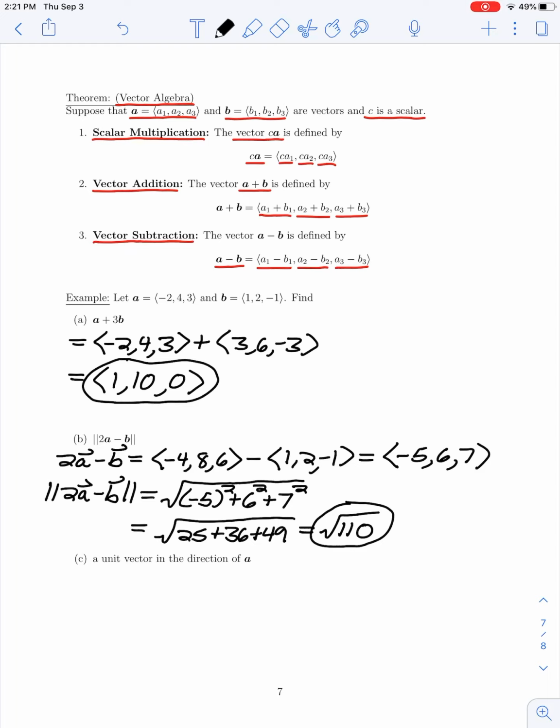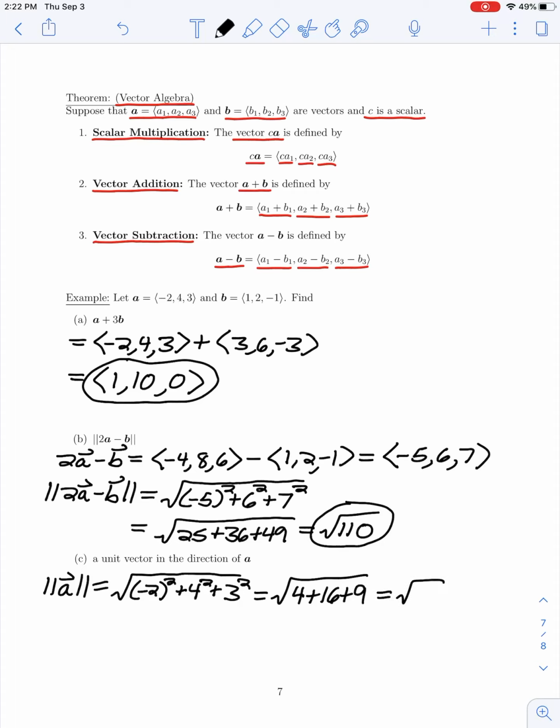And in part C of this example, we have a problem similar to a problem that we had seen in the previous section, where we're asked to find a unit vector, that is a vector of length 1, in the direction of the vector A. Just like we did with vectors in the plane, to find a unit vector, we would start by finding the magnitude of our vector A, which would be the square root of the sum of the squares of its components. So here, the square root of -2 squared plus 4 squared plus 3 squared, which reduces to the square root of 4 plus 16 plus 9, or square root 29.